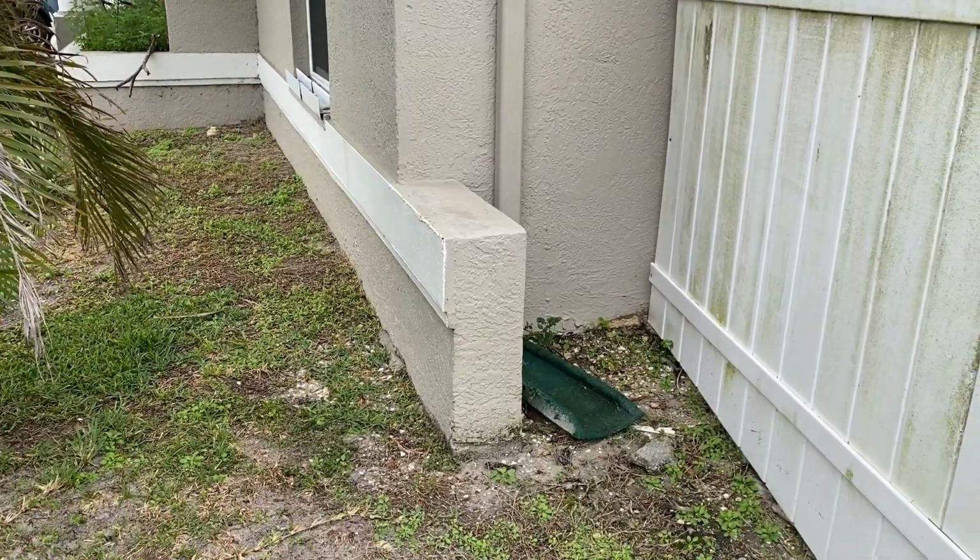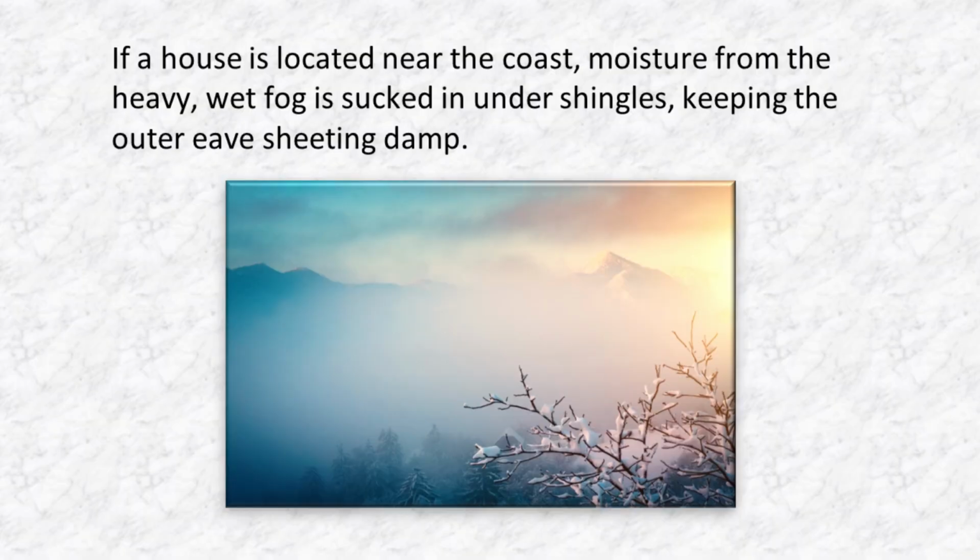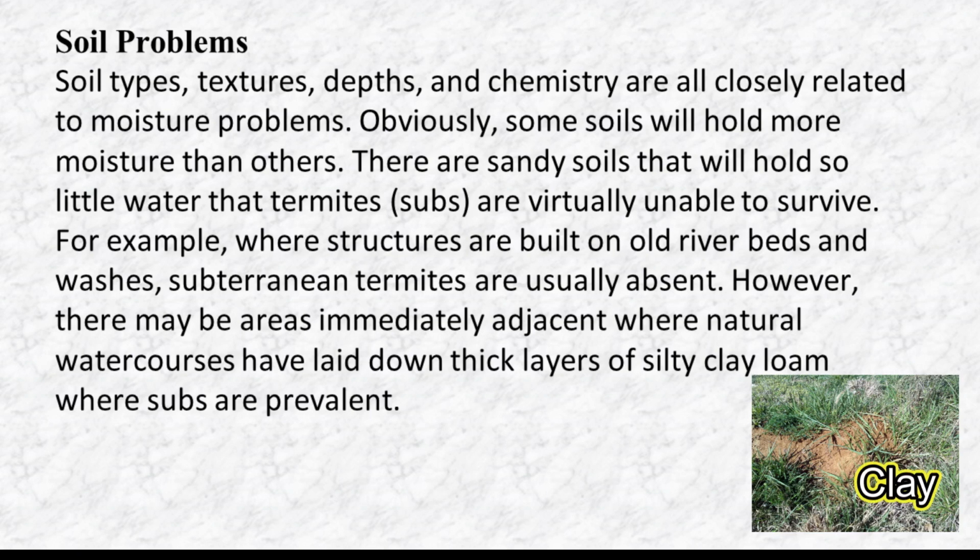may harm the environment. If a house is located near the coast, moisture from the heavy, wet fog is sucked under shingles, keeping the outer eave sheeting damp. Soil problems. Soil types, textures, depths, and chemistry are all closely related to moisture problems. Obviously, some soils will hold more moisture than others.